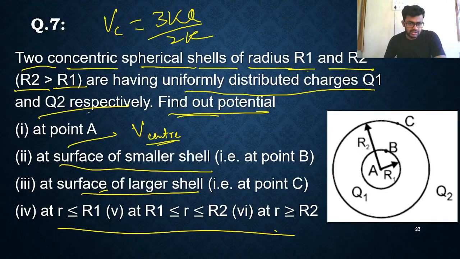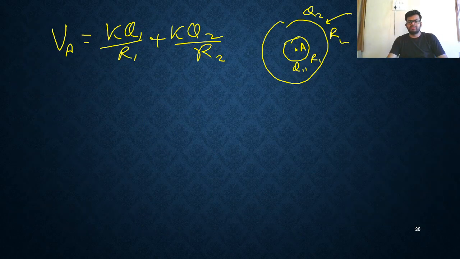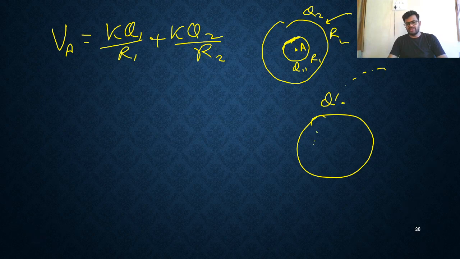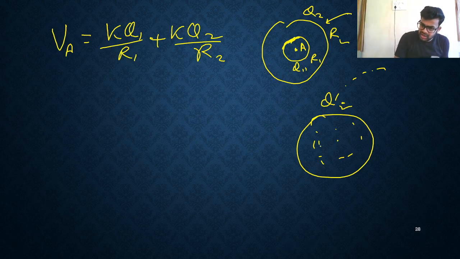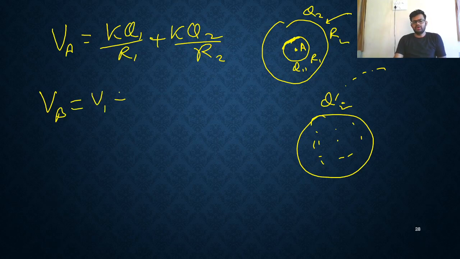Next, you need to find the potential at the smaller surface. So, my dear friends, the smaller surface means we need to find it at point B. Due to this charge Q2, at any point the potential will be KQ2 by R2, because the charge is brought from infinity to the outer surface only. So directly write VB equals V1 plus V2. V1 means the charge is brought from infinity to the smaller surface, so KQ1 upon R1.